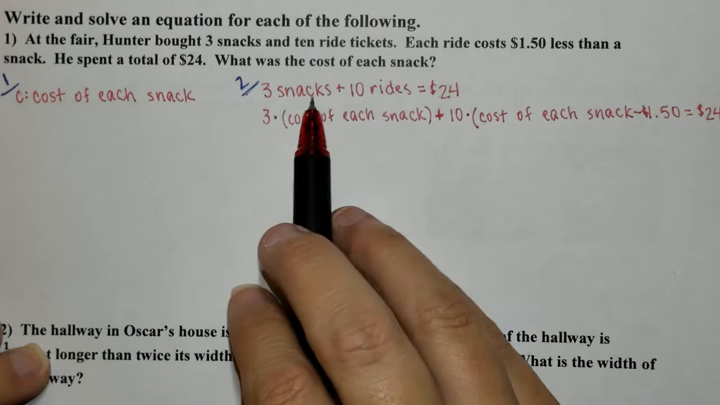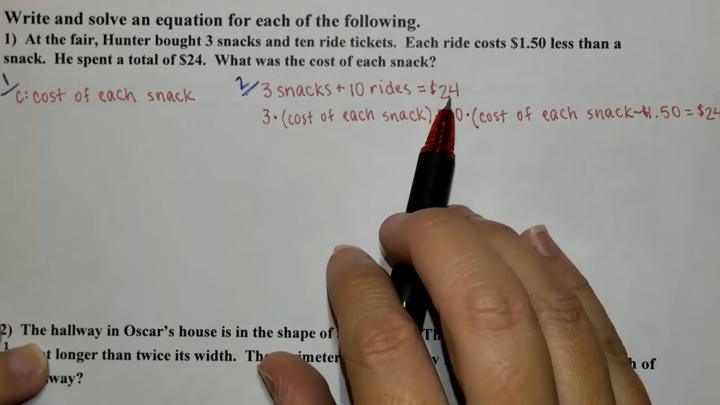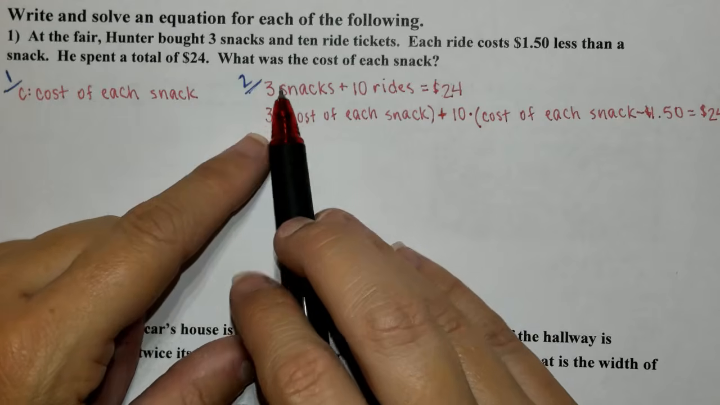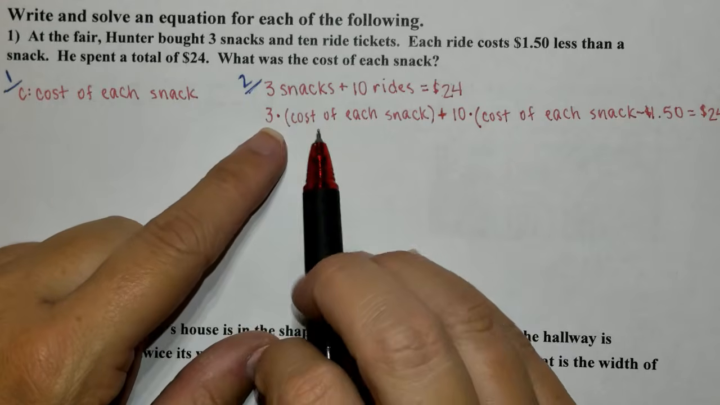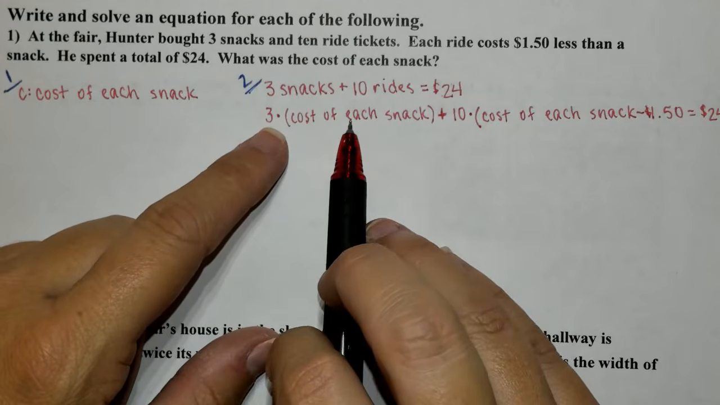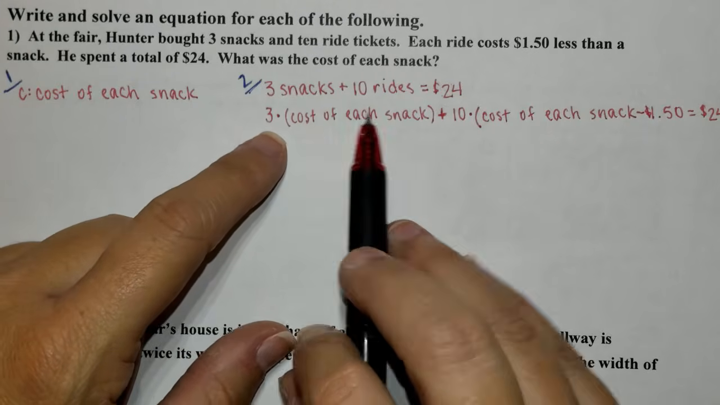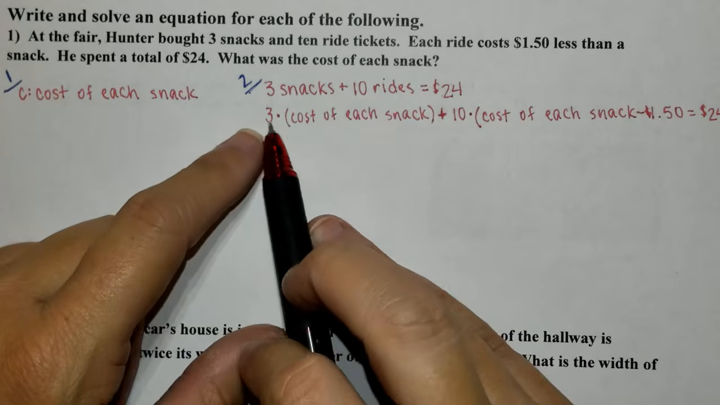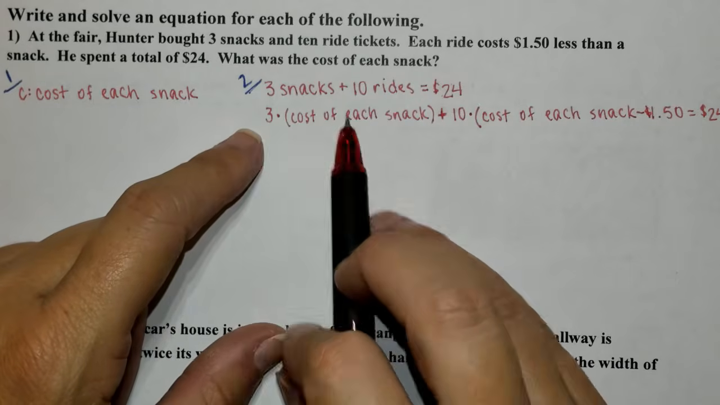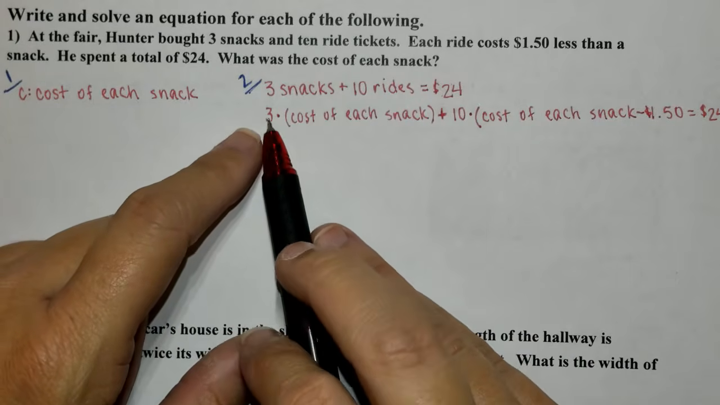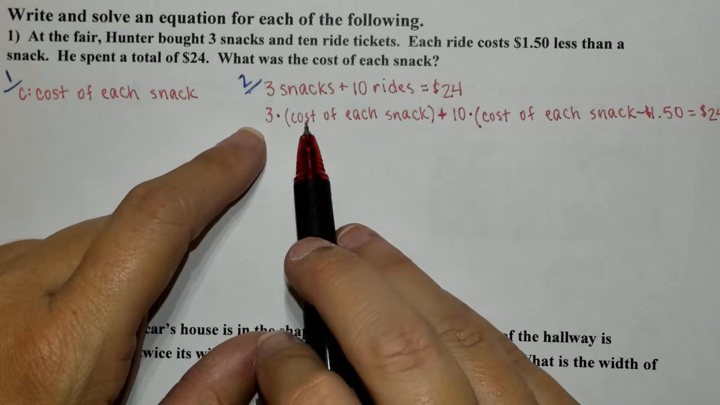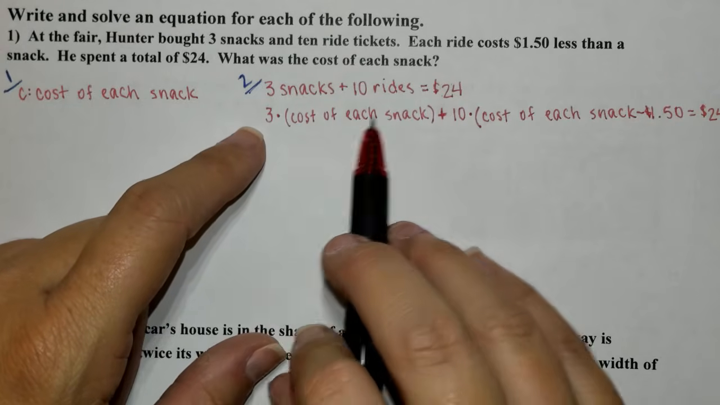So we've got the 3 snacks and the 10 rides for $24. Let's say the cost of each snack was $1, and he buys 3 of them, then he's going to spend $3 altogether. If the cost of each snack is $2 and he's bought 3, then he'd be spending $6 altogether. So we just multiply the number of snacks he bought by the cost of each snack to see how much money was spent in total.